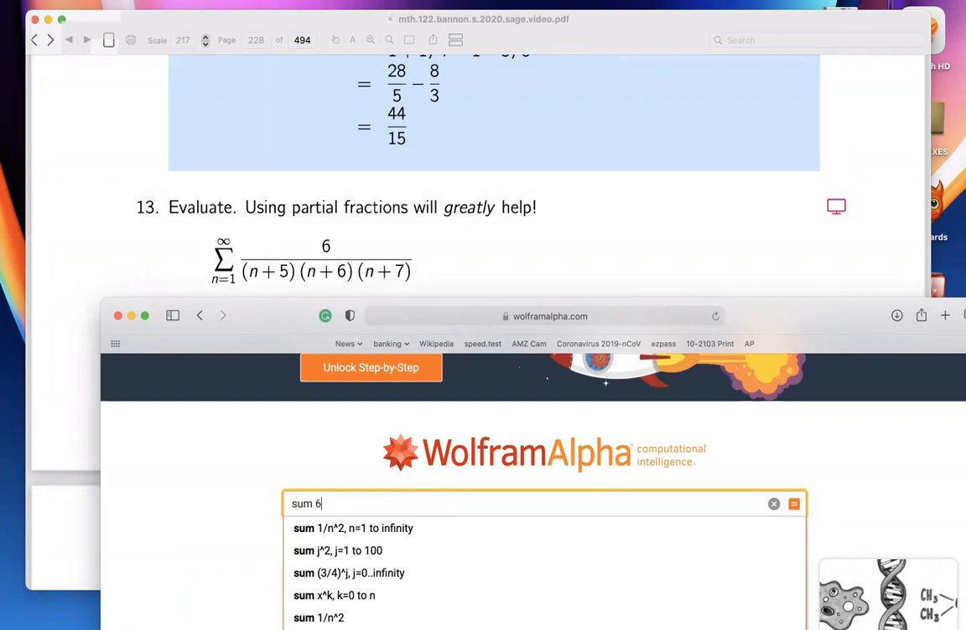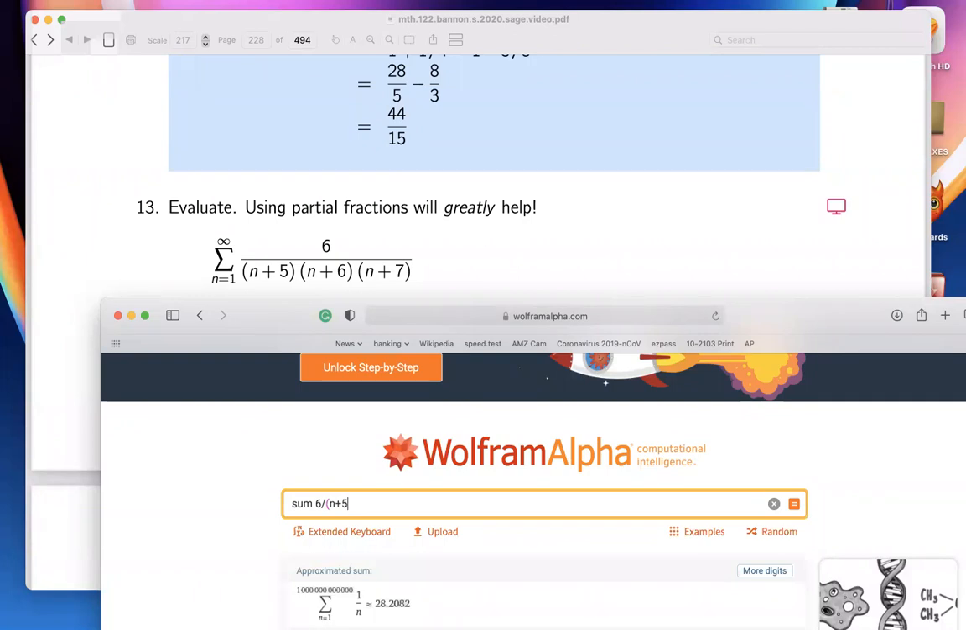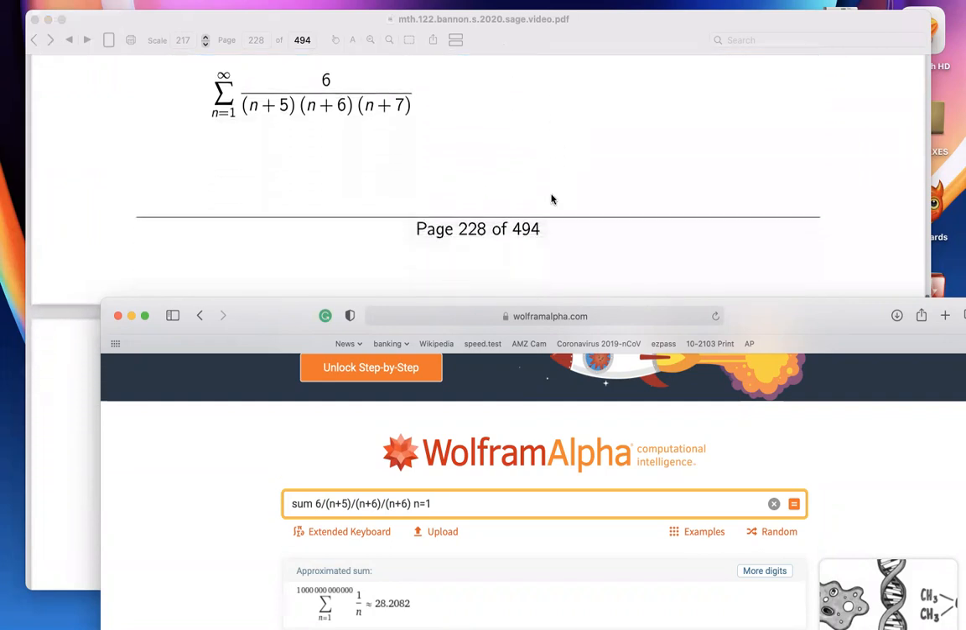That's 6, right? Divided by n plus 5. Divided by n plus 6. Divided by n plus 7. And yeah, you're going to have to learn how to type things in. A lot of students, that's one of their big problems with using a computer or a calculator. They type in the wrong thing. All right. And then I'm going to say n equals 1. Well, you know what? I want to look at their question.